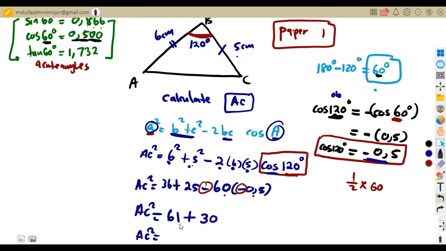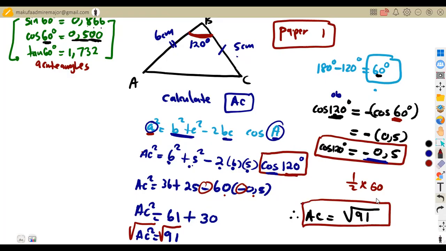So AC squared is going to be, when we add these two, 91 in this case. Then we introduce the square root on both sides to remove the square. Remember we are in paper 1, so therefore our AC is going to be the square root of 91. That is a condition whereby you'll be told to leave your answer in surd form. So we obtain the square root of 91, which is in surd form.